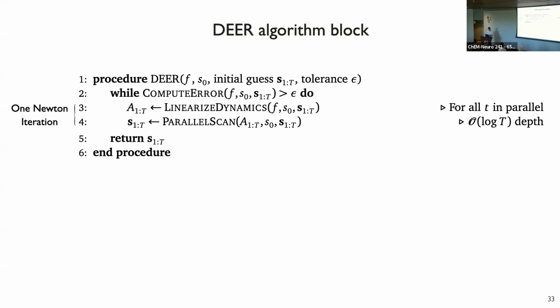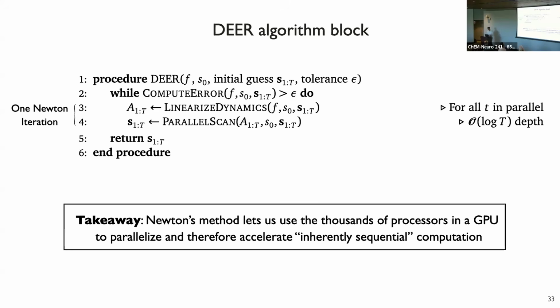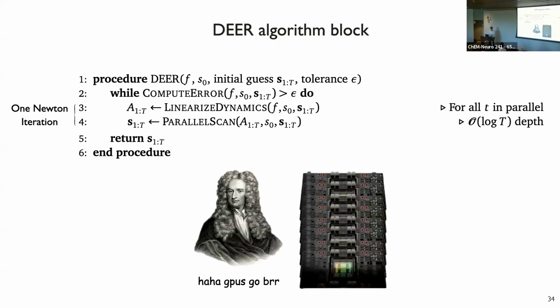This concludes my recap of DEER, the foundations. The basic takeaway is that Newton's method lets us use the thousands of processors on a GPU. It lets us put them to work to parallelize and therefore accelerate what would seem to be inherently sequential computation. Put another way, I believe that if Isaac Newton were here with us today, he would join us in saying, haha, GPUs go brrr.